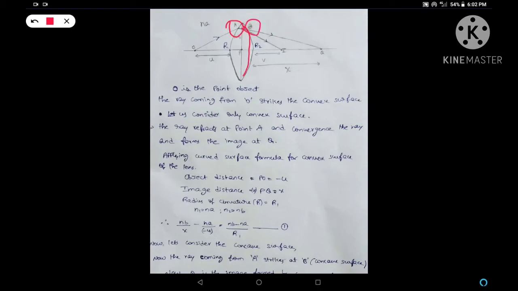So the image formed by the convex surface at Q will become the object for the concave surface, because the light ray first strikes the convex surface and forms the image at Q. So for the concave surface, the object is at Q, and the light rays seem to be coming from Q. So the object distance PQ for the concave surface is plus x.